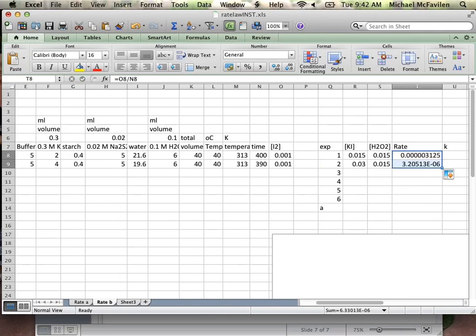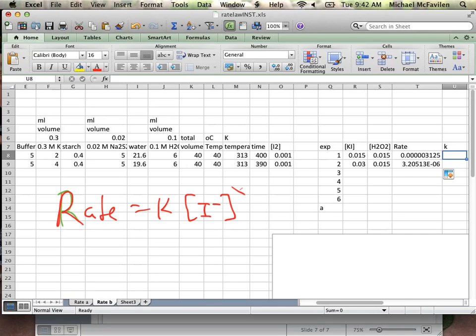Our rate constant. What is our rate constant equal to? Well, we know rate, let's go with a different color. Rate equals our rate constant times our concentration of iodide to the, I'm going to go with P power, sounds kind of funny, P power, sorry, times the concentration of peroxide to the Q power. How do we know what P and Q are?